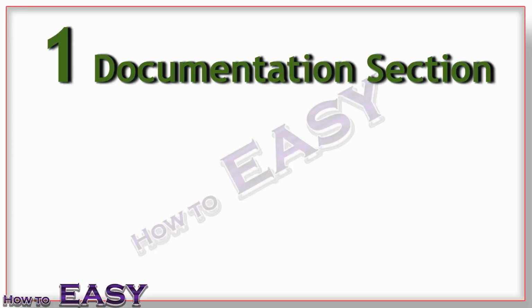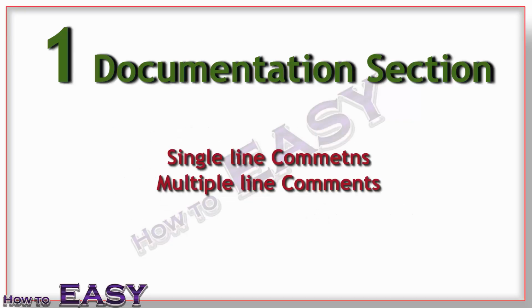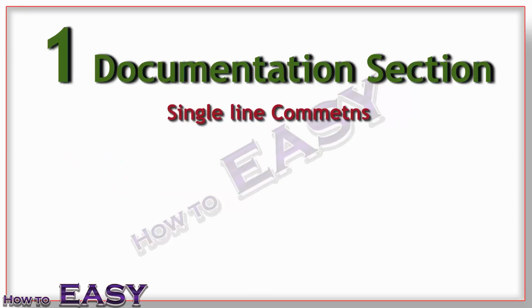Documentation section. The documentation section consists of a set of comment lines giving the name of the program, the author name and other details, which the programmer would like to use later. We can give comments about the program, creation or modify date, author name, etc. We can divide this section into two main categories, single line comments and multiple line comments. Single line comments. We can write a single line comment with a double forward slash. For example, this is my first program.